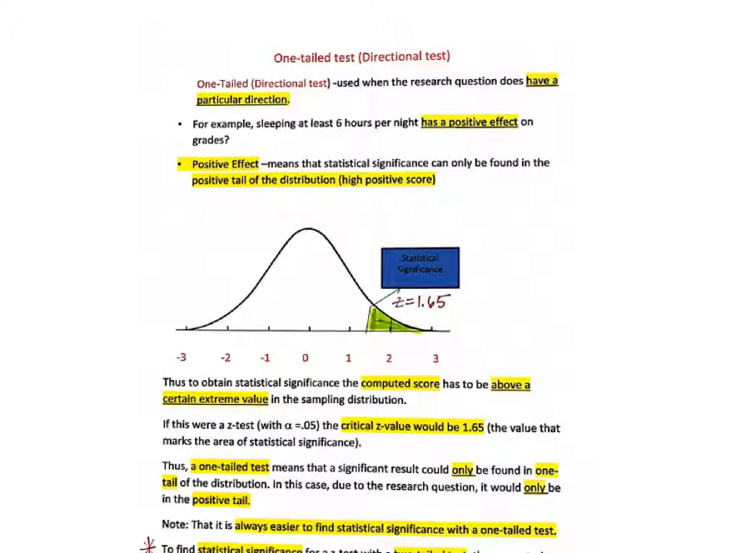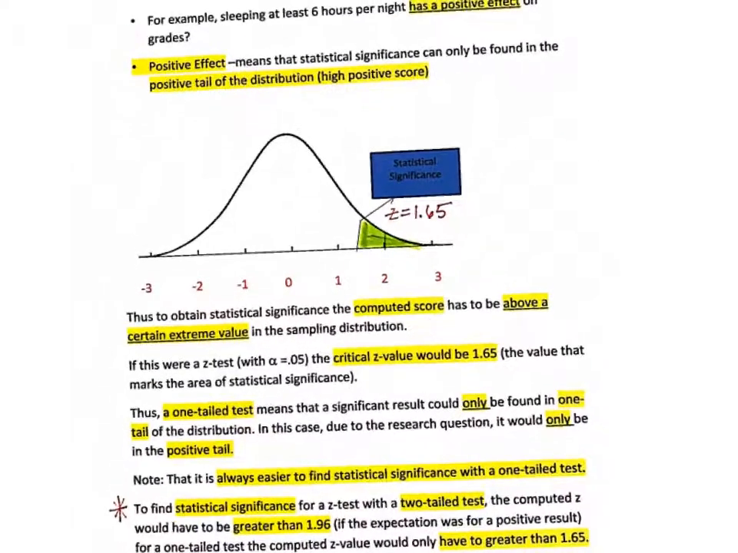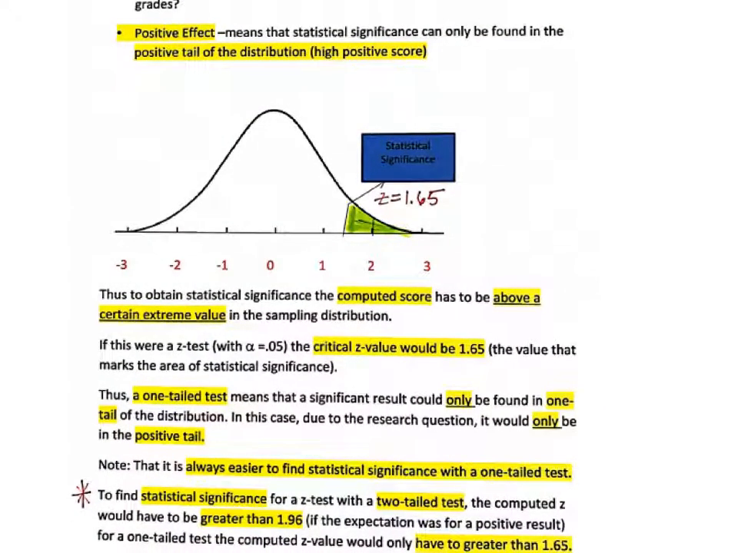So in this case, because we only have one tail, the score has to be a large score. It has to be a score that's above 1.65 in order for us to have statistical significance. If you found a very small score, like let's say a score of negative 3.25, that would not be statistically significant because it would be too small. Because we take that alpha of 0.05 and go into the z table, we find that the critical z is 1.65, and because it's positive, we're looking for a high positive score, it would have to be greater than 1.65.